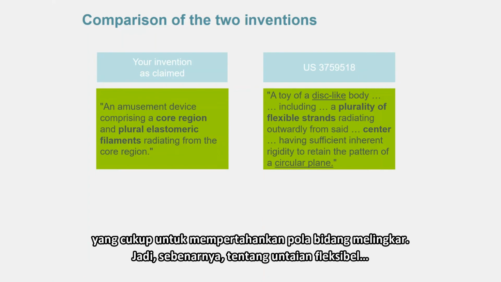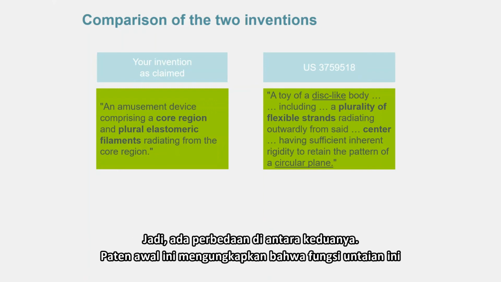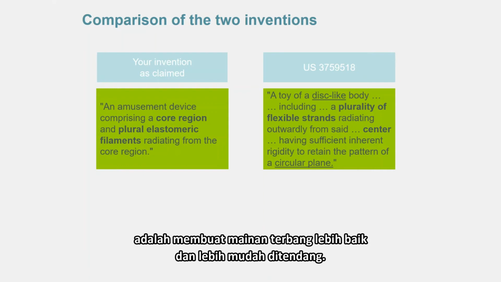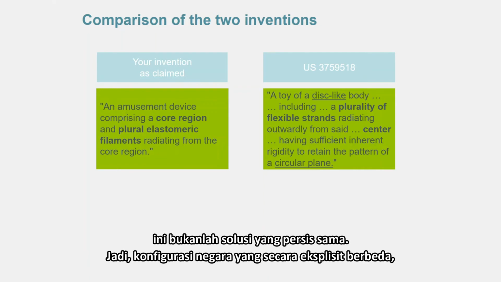So, in fact, it is about these flexible strands that are somehow rigid. That is not what you want. So there are differences between them. This earlier patent reveals that the function of these strands is to make the toy fly better and be easier to kick around. And the function, so that is the problem which is solved, is not that it can be caught easily. It is not exactly the same solution.